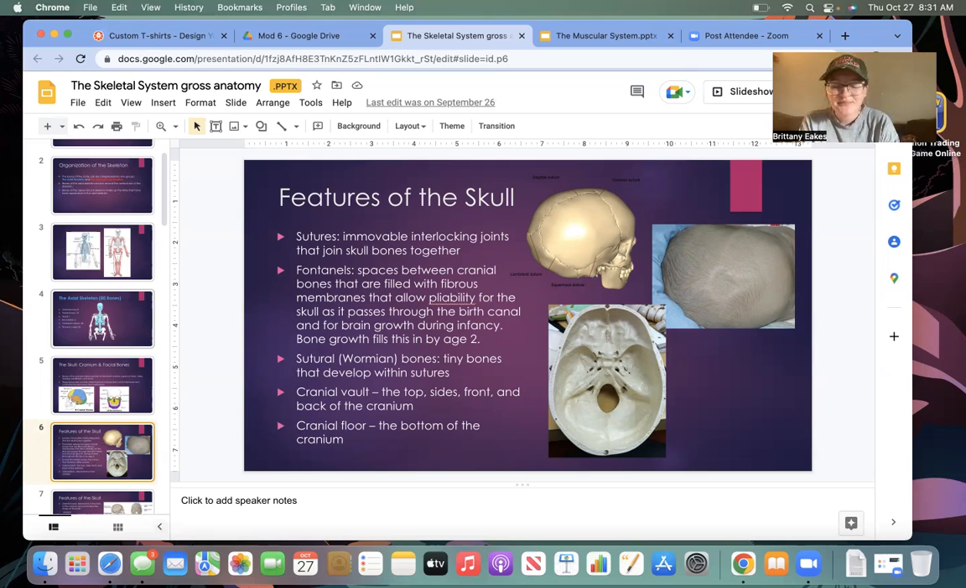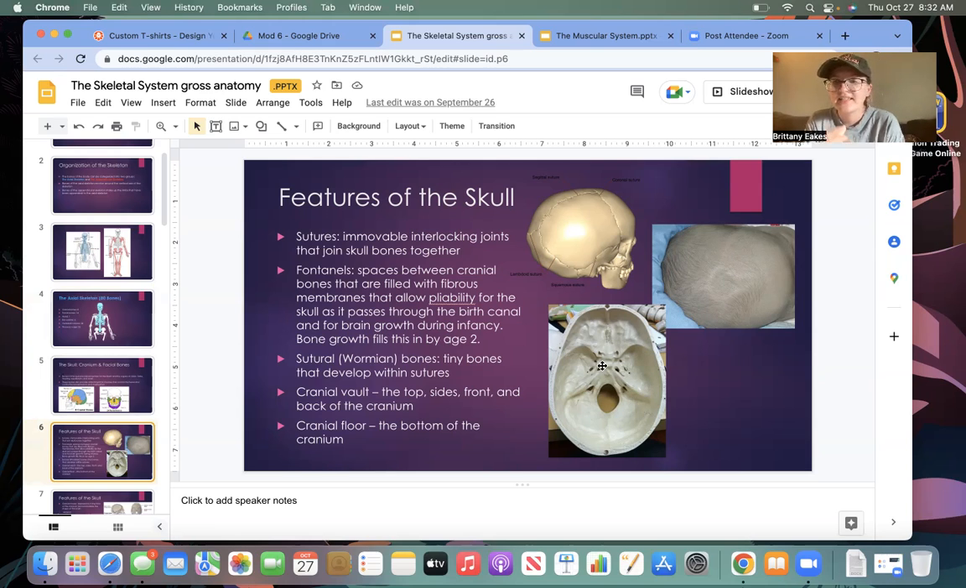So fontanelles, when a baby is born, it's mostly cartilage, and we continue to form into bones as we grow older. Sutural bones are tiny bones that develop within sutures. The cranial vault is the top, sides, and front and back of the cranium, and the cranial floor is the bottom of the cranium. So this is a picture of the cranial vault right here.